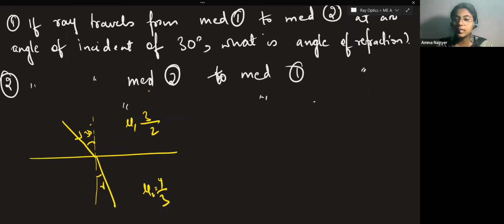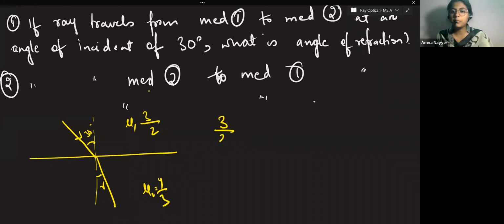So what did we discuss? The best way to write Snell's law is to take the refractive index of that medium, multiply it with the sine of the angle that is given. Let's say this is 30 degrees. So write mu 1 into sine 30. Whatever is the angle that is given to you, write it as it is. So refractive index multiplied by sine of angle is equal to refractive index multiplied by sine of angle.